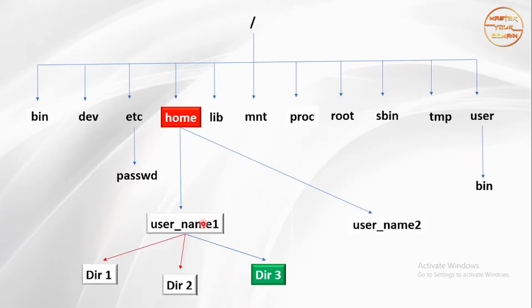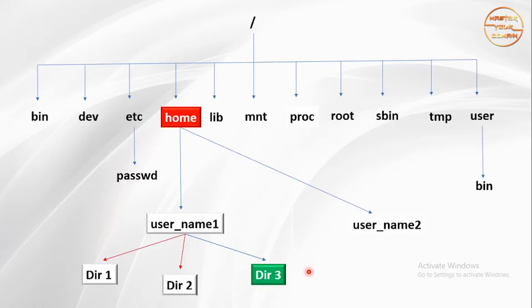This is the absolute path. And what is the relative path? Relative path is username 1, then /, then dir 3, because home knows username 1 but home does not know about dir 3. So the relative path of dir 3 from home is username 1, then give a /, then dir 3.